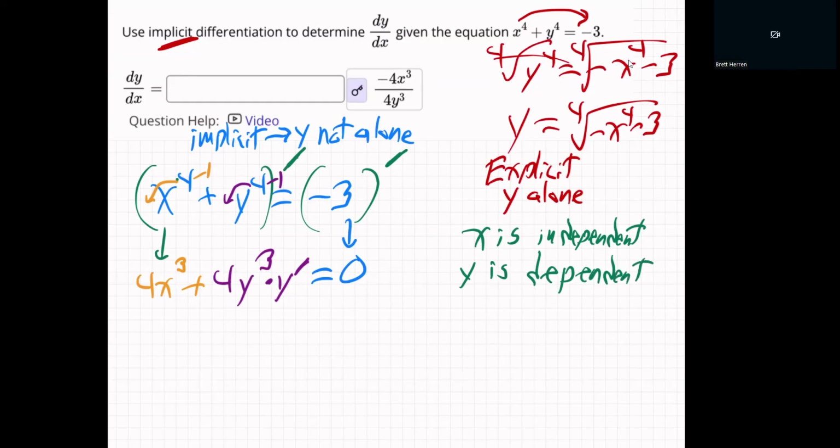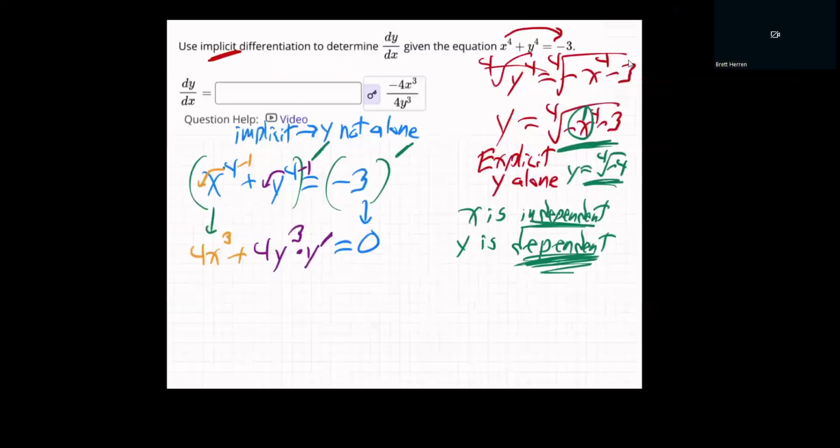depends upon x. Right here, you can see if x happens to be 1, plug in x equals 1 right there. What's that going to be? Negative 1 to the fourth, so negative 1 minus 3. Y will be the fourth root of negative 4, because that's imaginary. Anyway, my point is y depends upon x. If x takes on a certain value, then y depends on that and becomes a certain value, right? So y is the dependent variable. X is independent. You can put anything you want in for x, but y may or may not become anything. It depends on x.